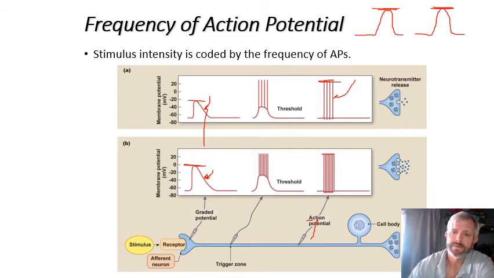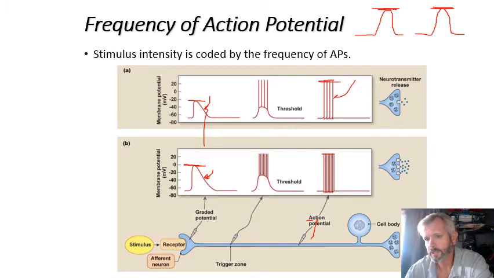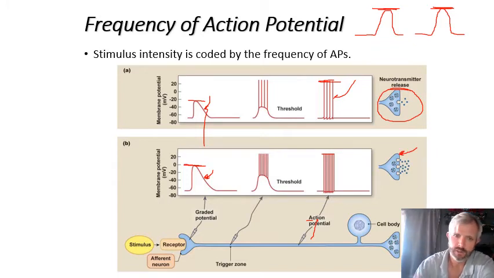We'll relate this to the neurotransmitter release. You can see the less frequent is releasing less neurotransmitter than the high frequency. We'll look now at how this neurotransmitter is released. But just to code, how do we code for the intensity of the stimulus? It has to do with how frequently the neuron is sending an action potential. That is how we can code for it.